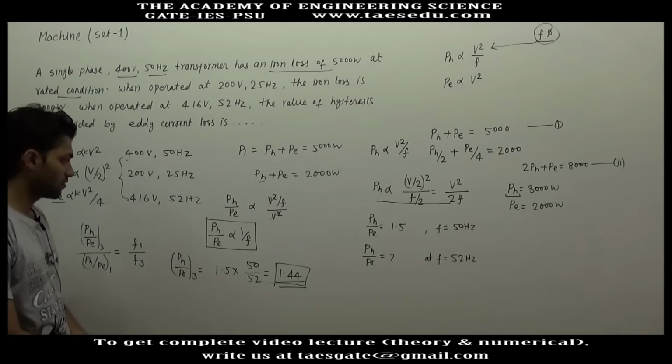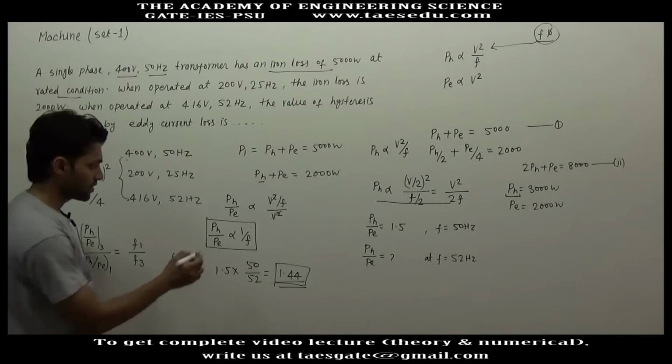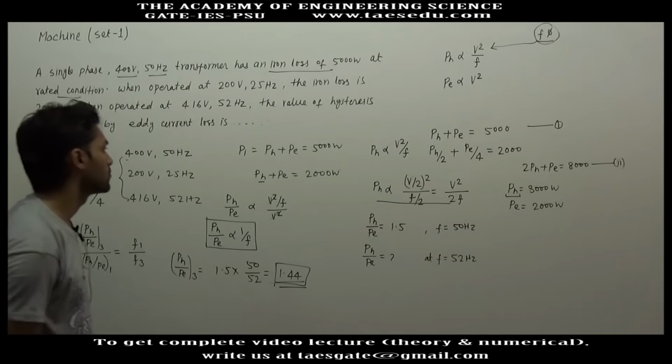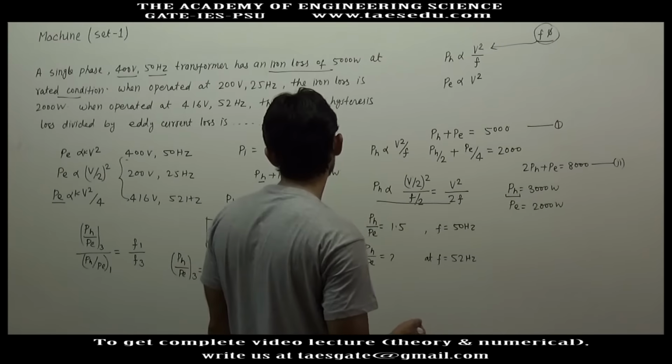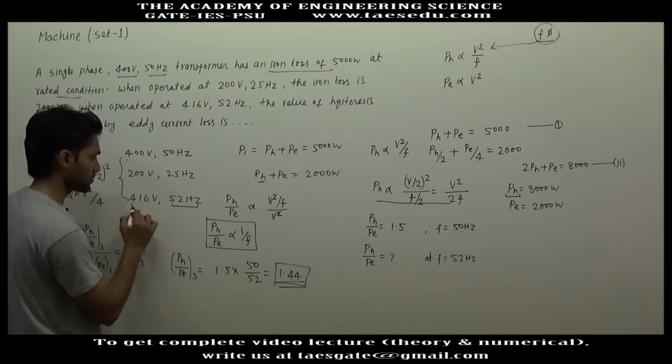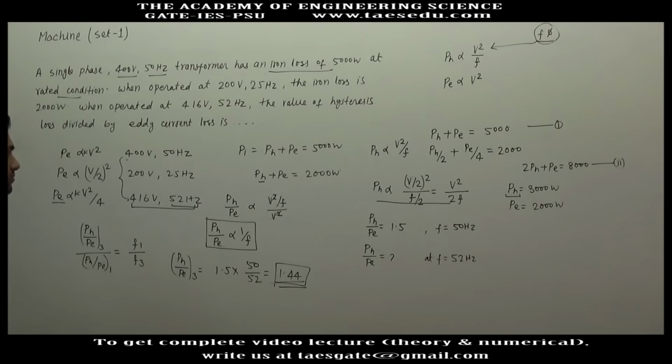If you find this method of finding PH by PE difficult, you can also do one thing. Find the exact values of hysteresis loss and eddy current loss for the third case, and then you can get the ratio.